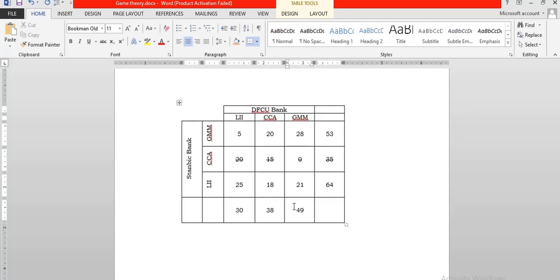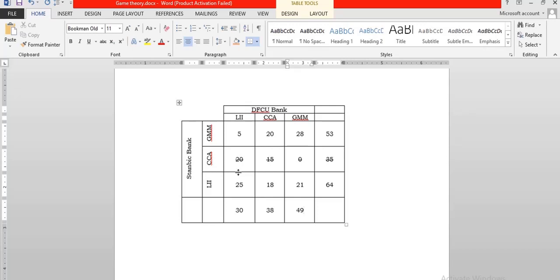Now, again, the highest figure is 49 in terms of total, which means we expect GM strategy to be dominant, but we shall compare it with the other strategies and see what's actually dominant or not. So with the first strategy, we see 28 and 5, 28 is bigger, so that's okay. 21 and 25, 25 is bigger, so it's not dominant to LII. Let's see if it is dominant to CCA. 28 and 20, 28 is bigger. 21 and 18, 21 is bigger, which means therefore, for GMM is dominant to CAA.